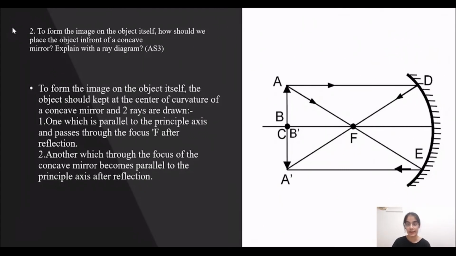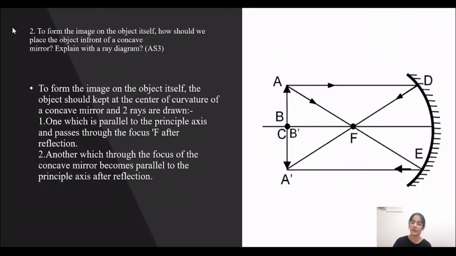As you look at the diagram presented on the right hand side, there is a ray diagram which represents an object placed at the center of curvature. Two rays: one that passes through focus becomes parallel after reflection, and the other incident ray which is parallel passes through focus after reflection. Both of them meet at a point directly beneath the foot of the object, and the image formed is exactly the height of the object.